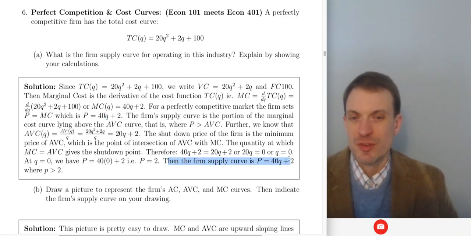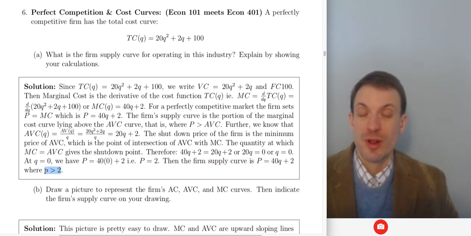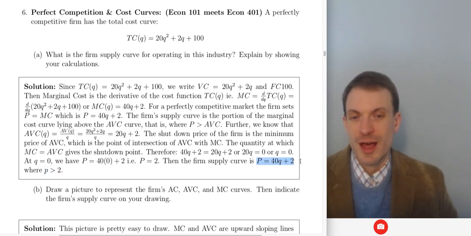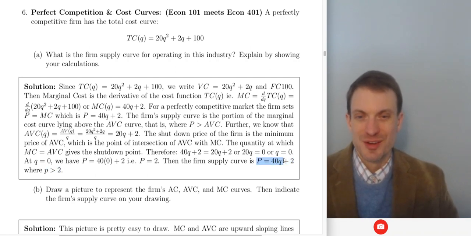So the supply curve is going to be price is equal to 40Q plus 2, the marginal cost, where price is greater than 2. Right? So this is the line. Now we have to stipulate that price is bigger than 2 because this line goes infinitely in both directions. We're only interested in the portion where price is going to be positive.